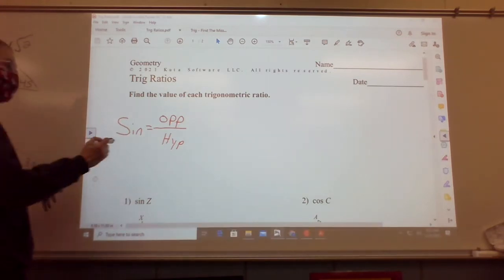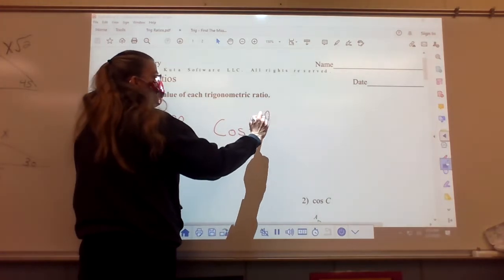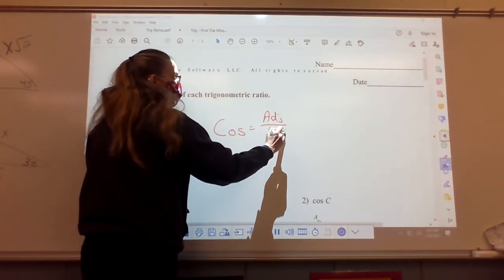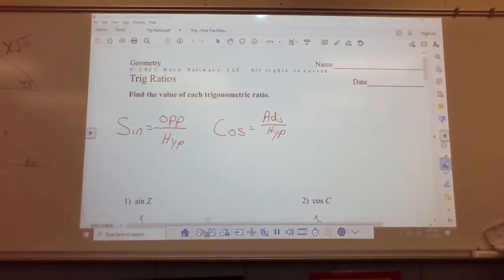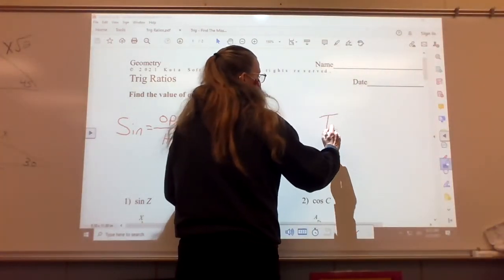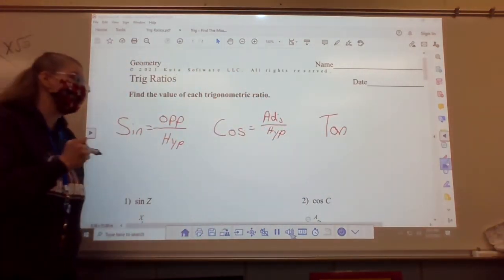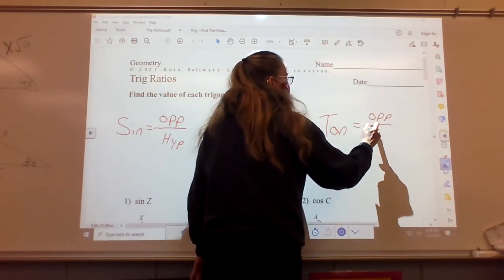Cosine, C-A-H, is adjacent over hypotenuse. Adjacent over hypotenuse. Okay. Tangent. The last part was TOA, T-O-A, which is tangent is opposite over adjacent.